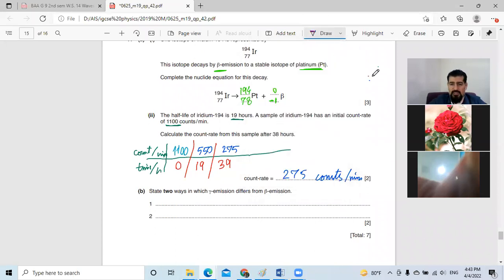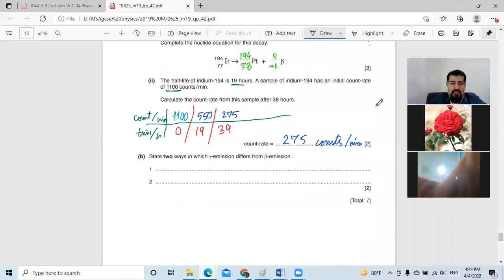Thank you to all the people who participate and send me the answer. Last part of this question: state 2 ways in which gamma emission is different from beta emission. Now, gamma has no charge and beta is negatively charged. Gamma has no mass and beta has the mass of an electron. Gamma has lower ionizing effect than beta. Gamma has higher penetration power than beta, to pass through metal sheets. A lot of differences you can write down.